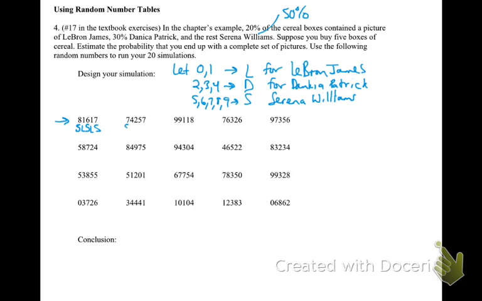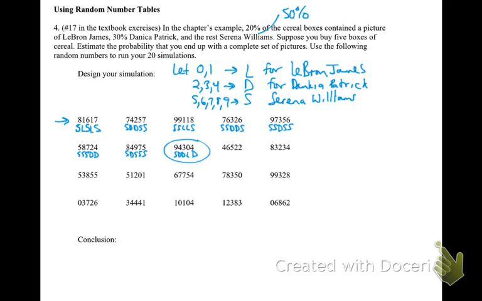Okay, so you should have had S, D, D, S, S. You should have had S, S, L, L, S. S, S, D, D, S. S, S, D, S, S. So none of those first 5 sets of boxes actually had a complete set. So the next row we start off with S, S, S, D, D. S, D, S, S, S. And then we have S, D, D, L, D. And here's our first complete set.